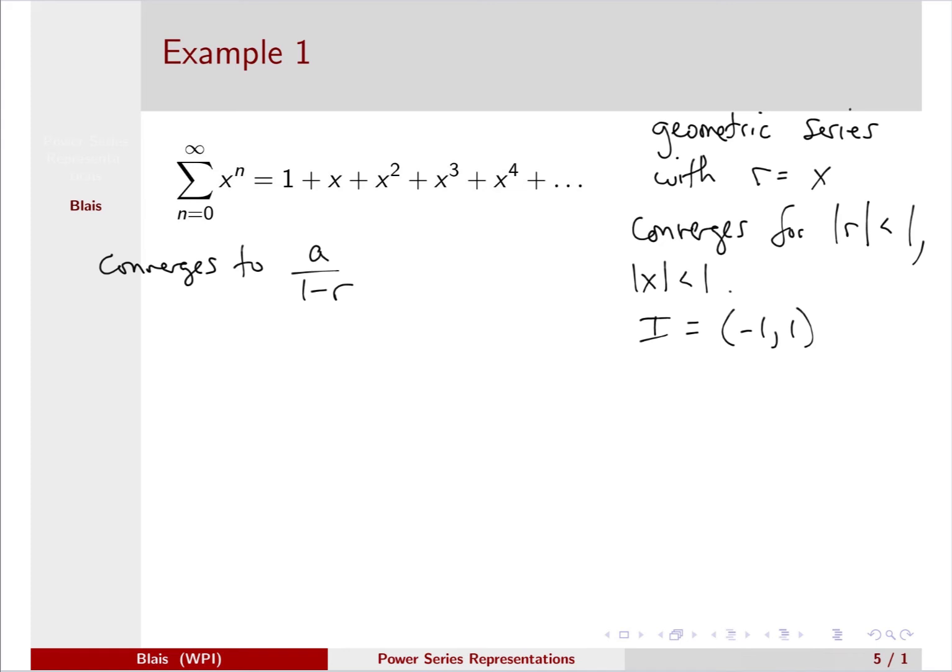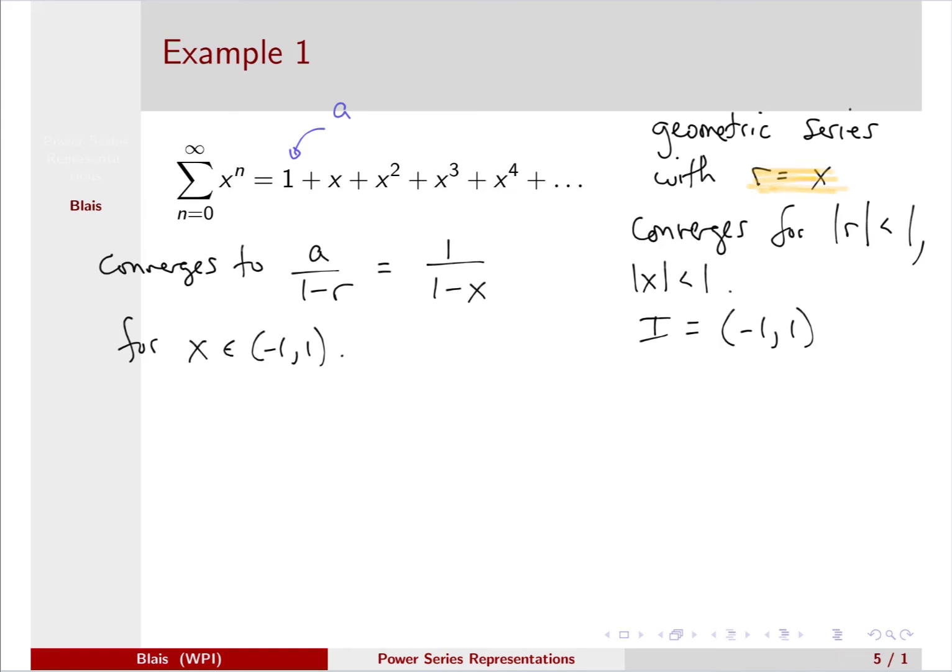Recall a is the first term in your geometric series. In this case, that's 1. So our series converges to 1 over 1 minus x. Again, because r was equal to x. And this holds for x in the interval minus 1, 1.